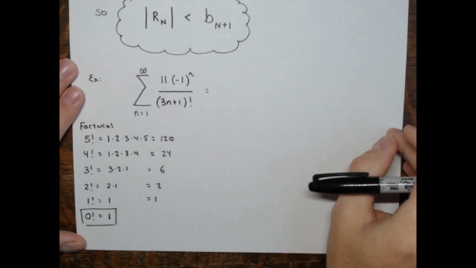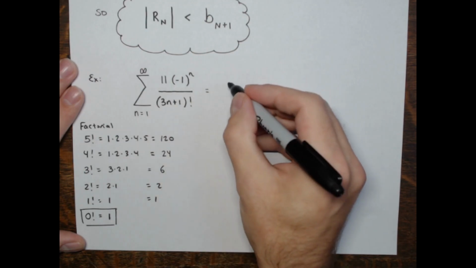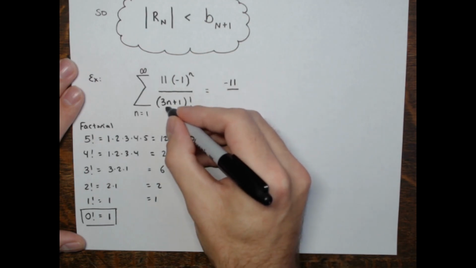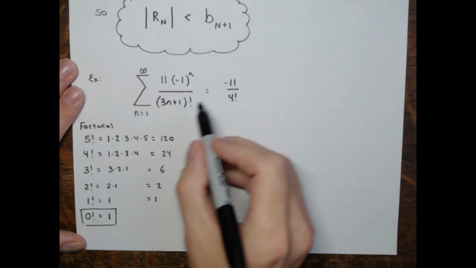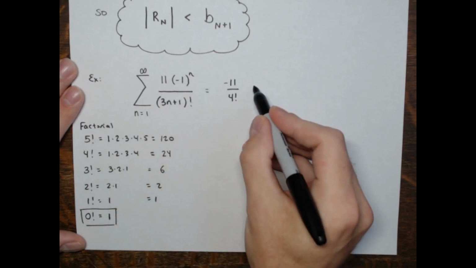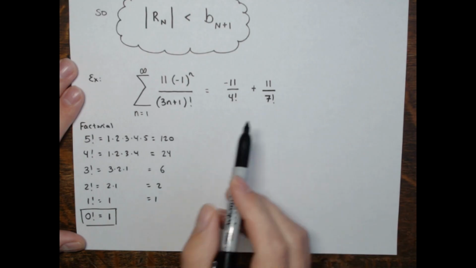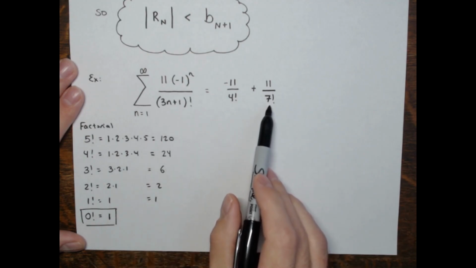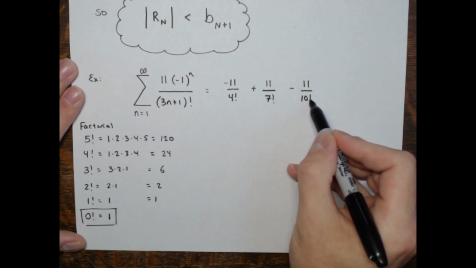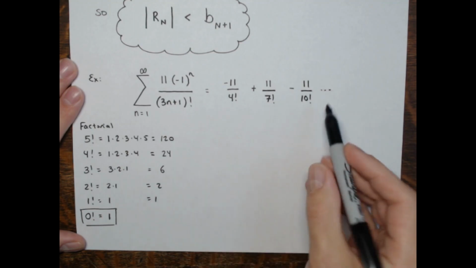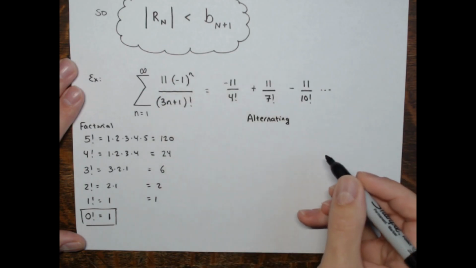So let me write out the first several terms of this, and we'll see that it's alternating. When n equals 1, this will be negative 11 over 4 factorial, which would be 24, negative 11 24ths. And then when n equals 2, we'll have -1 squared. This will be positive 11 over 7 factorial, which would be 7 times 6 times 5 times 4 times 3 times 2 times 1, which is definitely bigger than 4 factorial. Minus 11 over 10 factorial, which is bigger than 7 factorial, and so on. So it's definitely alternating because of this whole power of -1 thing.